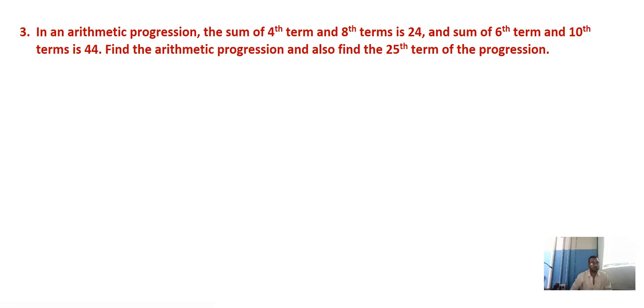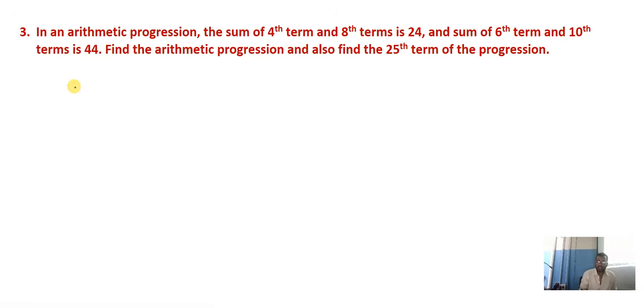The next question, number 3. In an AP, that is Arithmetic Progression, the sum of the 4th term and 8th term is 24 and the sum of the 6th term and 10th term is 44. Find the AP. This is important. Whenever you see the words find the AP or determine the AP, it means we have to find the standard form. Standard form is what? First term, second term, third term, and so on. So that is called find the AP. And also find the 25th term of the progression. They are asking for the 25th term also. It's very easy. In the next 2 or 3 minutes, you can solve this problem.